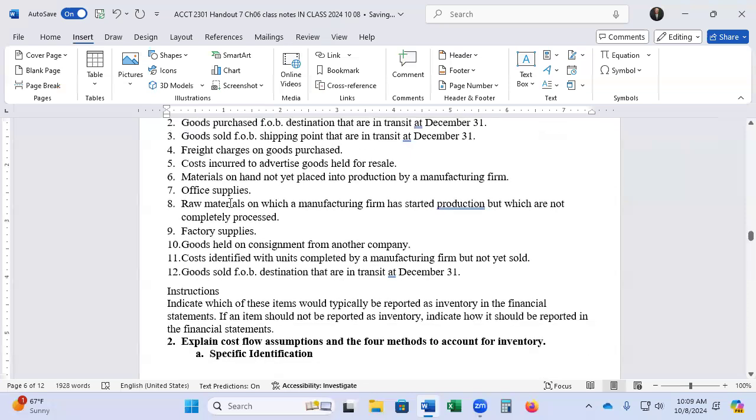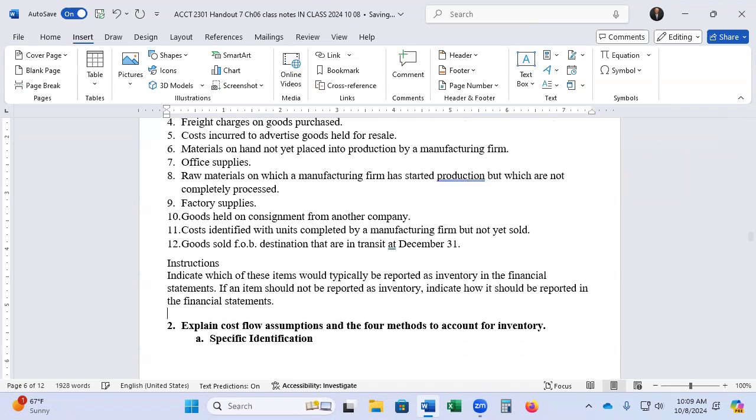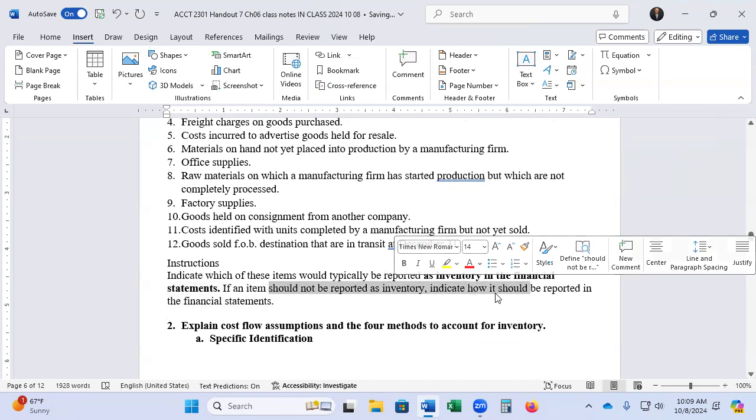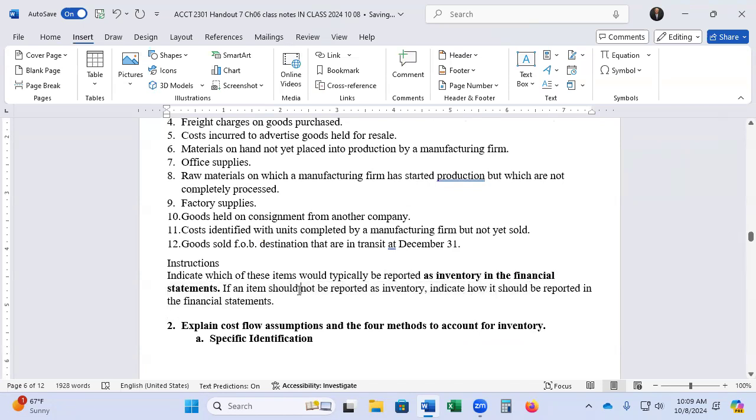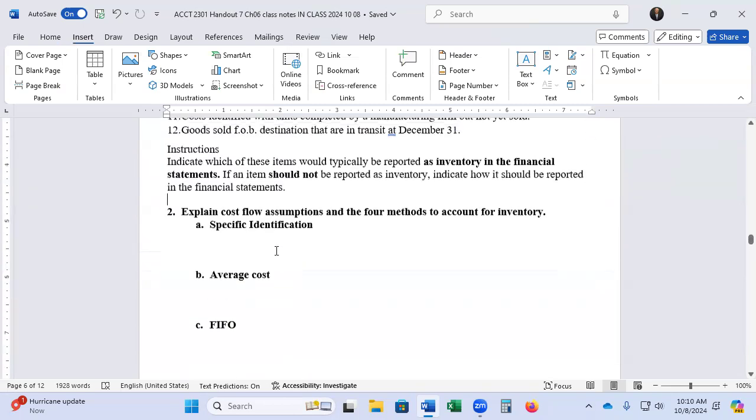Okay, here's another one, give you about 10 minutes or so. Indicate which of these items would be reported as inventory in the financial statements. If an item should not be reported as inventory, indicate how it should be reported. You guys can talk to each other about this. This isn't a quiz.